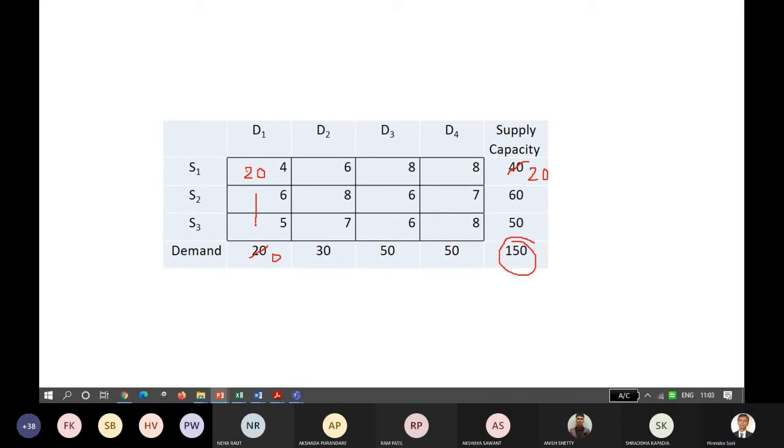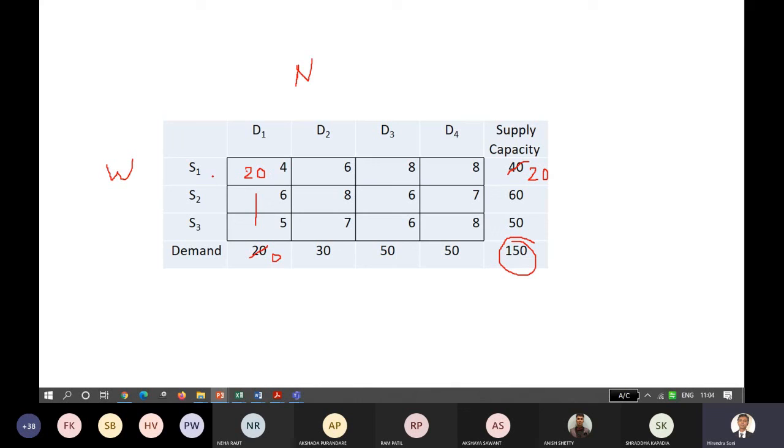Fine. Now, which is our next northwest corner cell? This one, S1D2. Sir, could you please repeat once again? Because you had mentioned that 4, 6, 8, these are the per unit cost, right? Correct. Okay, so I will repeat.